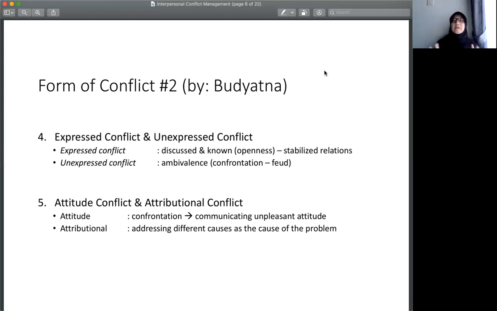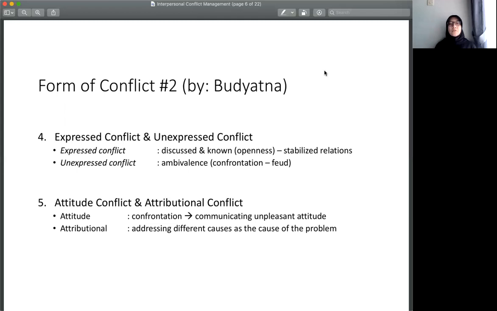Ambivalensi itu standar ganda, double standard. Ya. Jadi kita berhak melakukan suatu hal yang dilarang, tapi orang lain kita judge dia salah melakukan sesuatu yang dilarang. Misalnya, telat masuk kelas, nggak apa-apa deh. Tapi ketika lihat temennya masuk kelas telat dari waktu yang seharusnya, gimana sih ini? Kok telat masuk kelas? Itu ambivalensi.